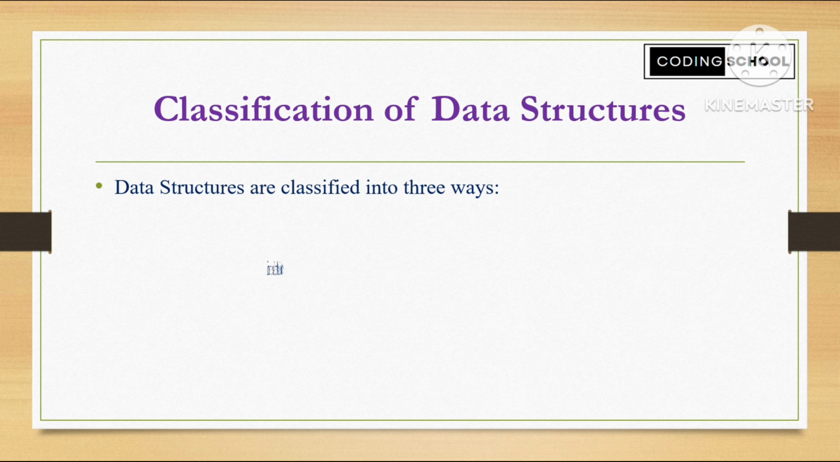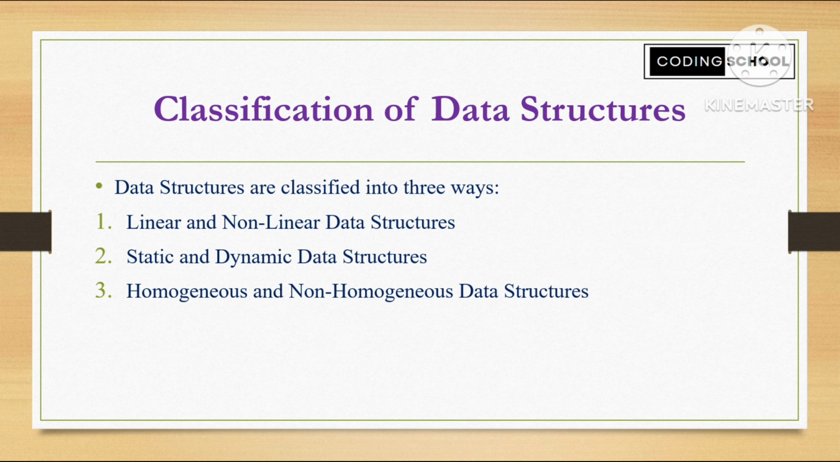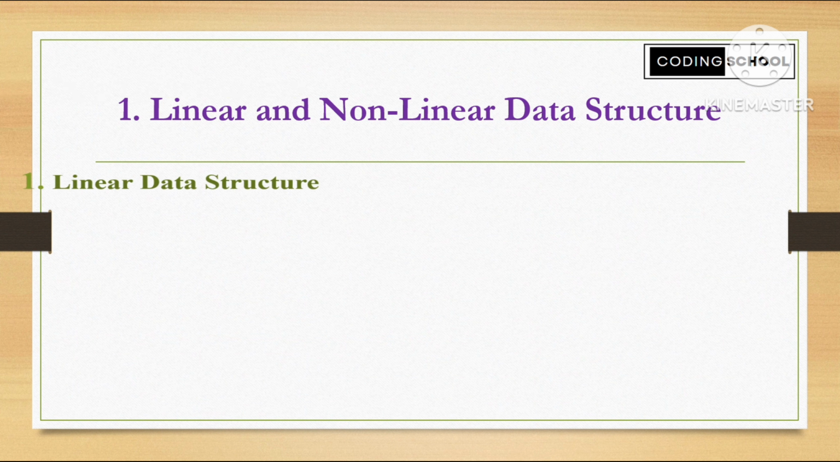Next topic is classification of data structures. So data structures are classified into three ways. First is linear and non-linear data structures. Second is static and dynamic data structures. And third is homogeneous and non-homogeneous data structures. Today we will only study linear and non-linear data structure, and in next video we will cover remaining two categories.